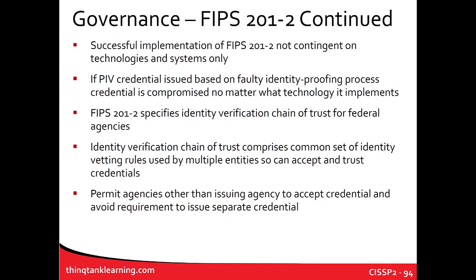If a federal contractor gets vetted, they get issued a PIV by, let's say, an agency, could be FBI, CIA, whatever. Then they go and do work with another agency. Because both of those agencies follow the 201-2 standards, that new agency can now trust the credentials. They don't have to go through the whole identity proofing process again. That's going to save a lot of time.